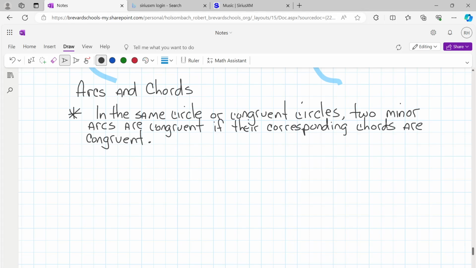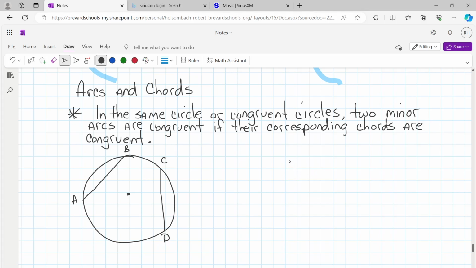In the same circle or congruent circles, two minor arcs are congruent if their corresponding chords are congruent. What that looks like is if we've got a circle, and in this circle, in the same circle or congruent circles, two minor arcs are congruent. So if we put a chord in this circle, chord AB, and in the same circle we put another chord, chord CD.